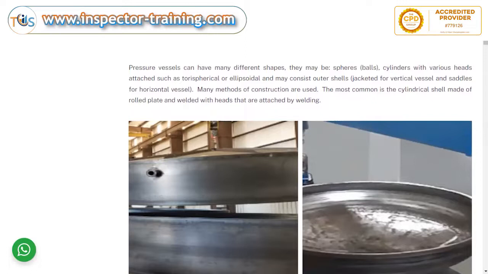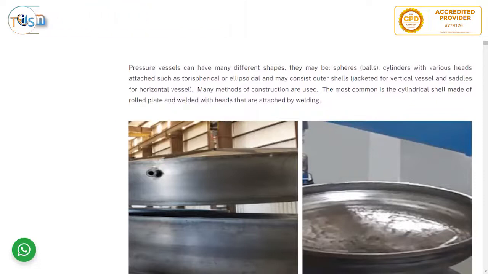They may be spheres, balls, or cylinders with various heads attached, such as spherical or ellipsoidal, and may consist of outer shells, jacketed for vertical vessels, and saddles for horizontal vessels. Many methods of construction are used. The most common is a cylindrical shell made of rolled plates and welded, with heads that are attached by welding.